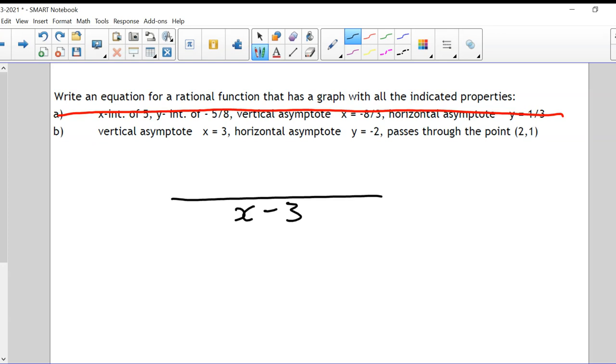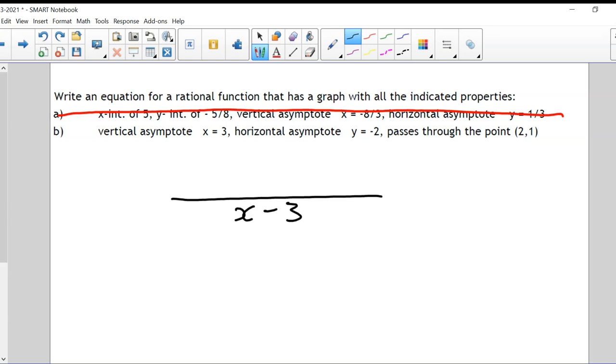You're good. Okay. The horizontal asymptote of x equal, we'll get to the passes through the point 2, 1 a little later on. The horizontal asymptote says it's y equals minus 2. How can we use that to build our equation or function? We know how we get horizontal asymptotes already. Can we use that information somehow?